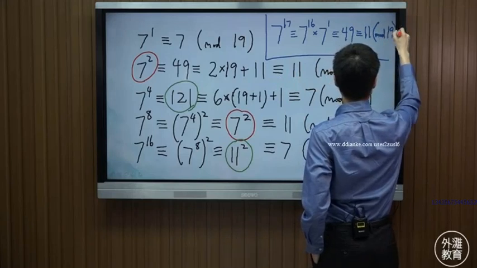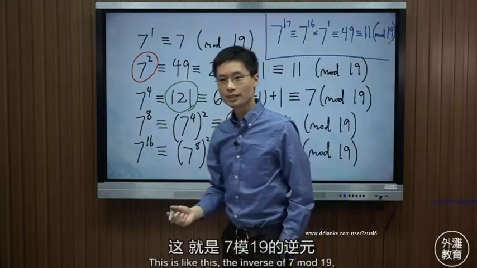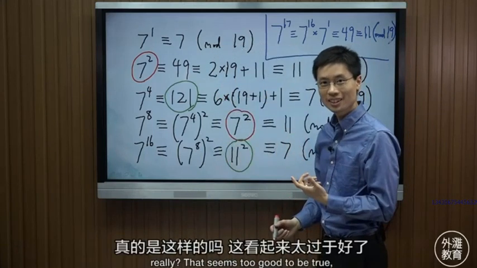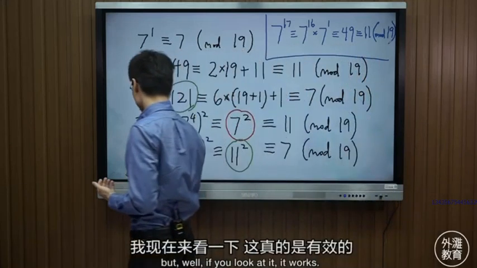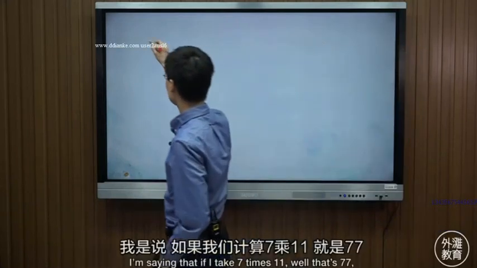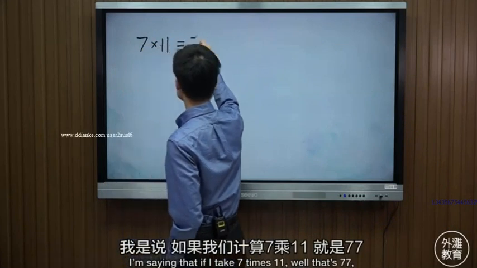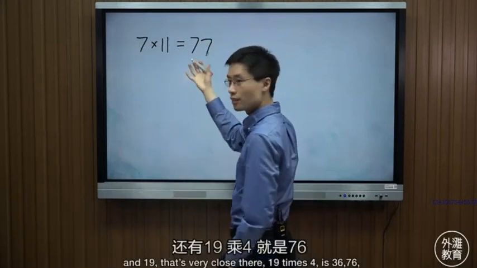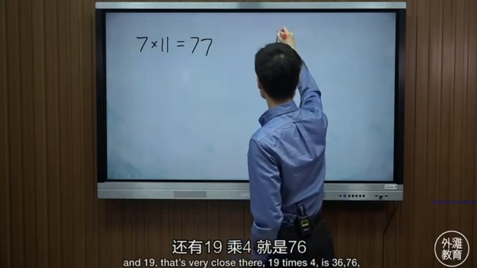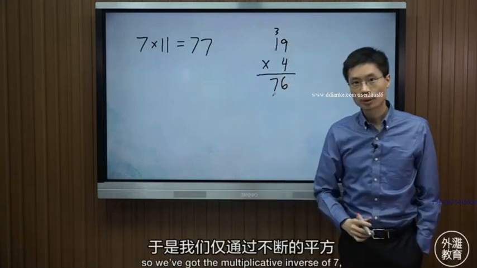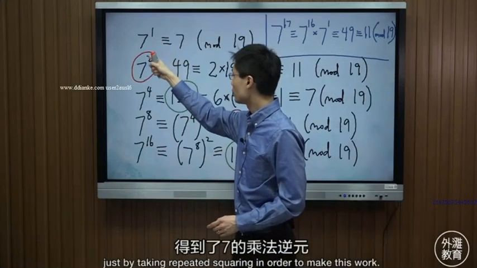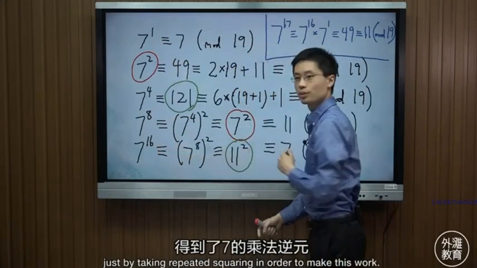Mod 19. Okay? This is the inverse of 7 mod 19. Really? That seems too good to be true. But, well, if you look at it, it works. I'm saying that if I take 7 times 11, well, that's 77. And 19, that's very close there. 19 times 4 is 76. So we got the multiplicative inverse of 7 just by taking repeated squaring in order to make this work.